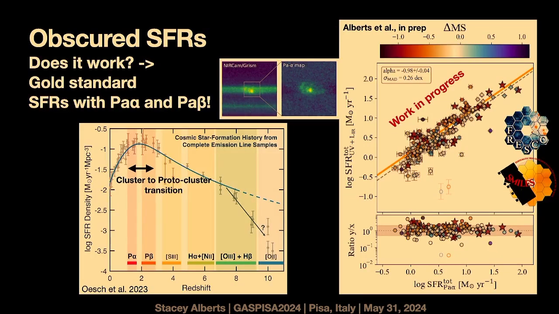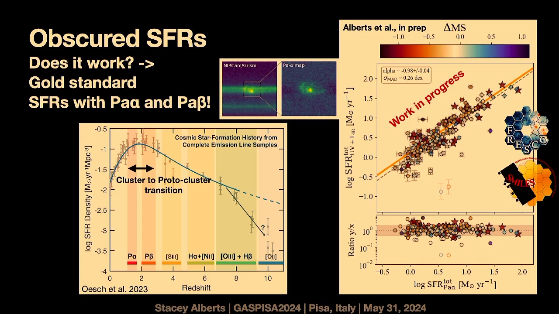Okay, but you might wonder if it works. We've shown it works with massive galaxies, but we could already do it with massive galaxies. Can we do this at cosmic noon with MIRI? This is work in progress, but it turns out, yeah, thank you.